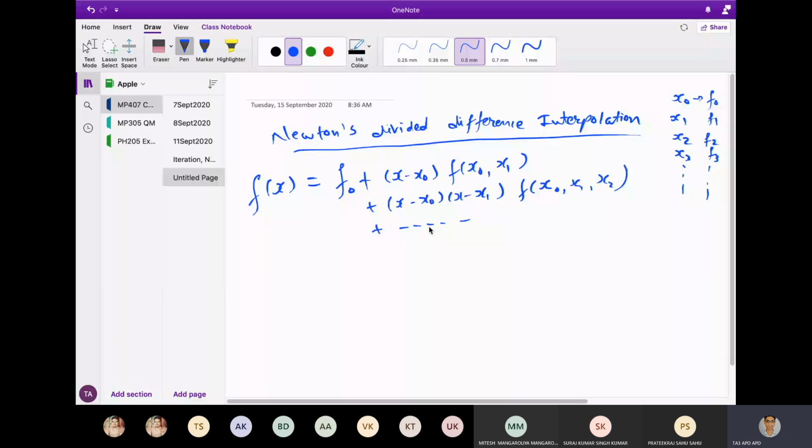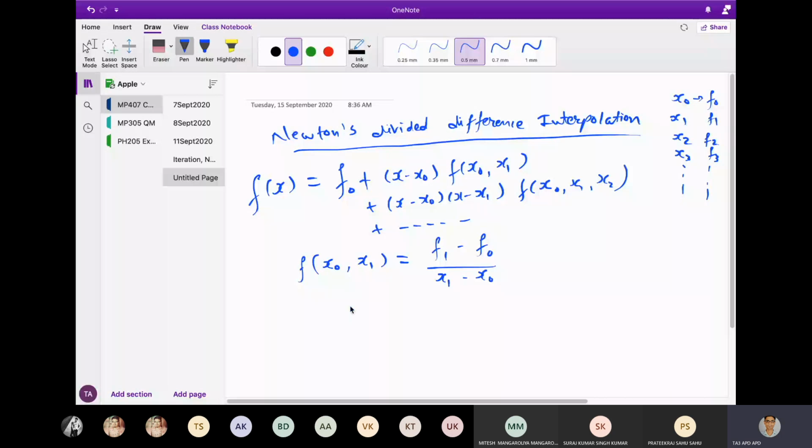And what are these f of x1, x2 or x0, x1, all this? So you take simply the divided difference. So for example, for f of x0, x1, you simply just take the difference of the functions f1 minus f0 divided by their corresponding coordinates. So that is x1 minus x0.